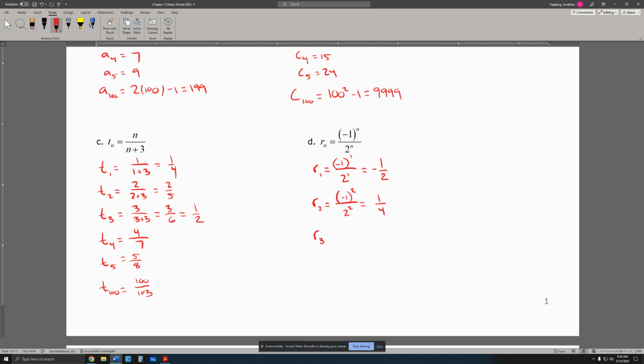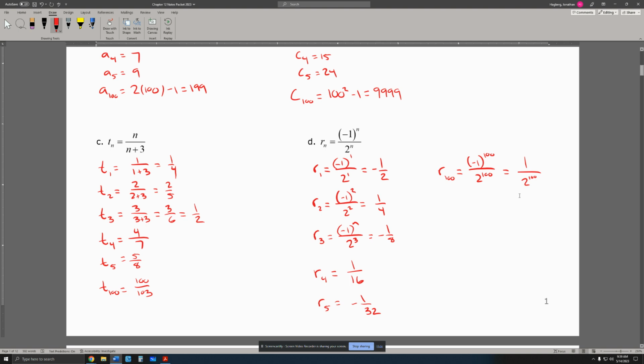We get r3 is equal to -1 to the power 3 over 2 cubed. So we get -1/8. r4, you might be recognizing a pattern. This is equal to positive 1/16. r5, this is equal to -1/32. Okay? r100, we'll go ahead and plug that in as well. So we have r100 is equal to -1 to the power 100 over 2 to the power 100, which is equal to, I'm not going to evaluate 2 to the 100. This is just a positive 1 over 2 to the 100.